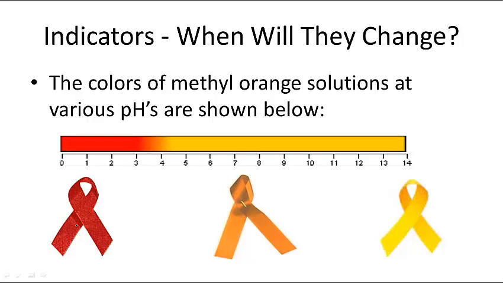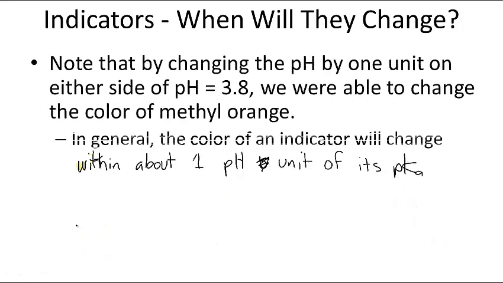And notice the yellow just extends. Anything above about 4.5 is just going to be completely yellow. So if you want to distinguish between a pH of 7 and a pH of 8, is methyl orange going to be very effective? No, because it's going to be yellow either way. If you want to distinguish between 1 and 2, is methyl orange going to be effective? No, because it's going to be red either way. So usually they're effective within about plus or minus 1 pH unit of its pKa. Beyond that, they're not useful.